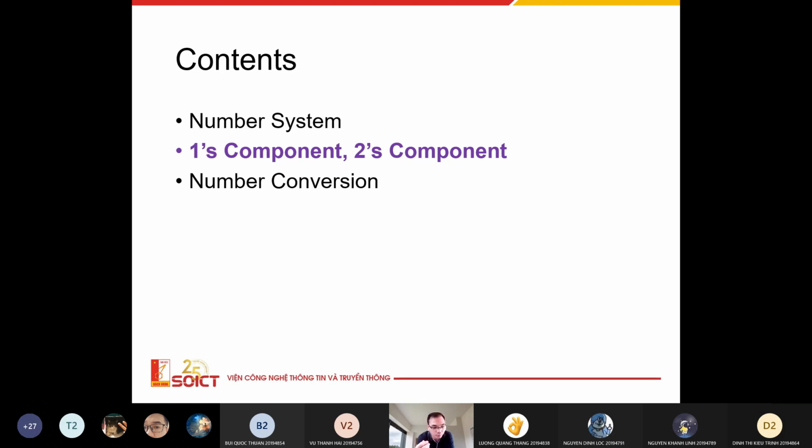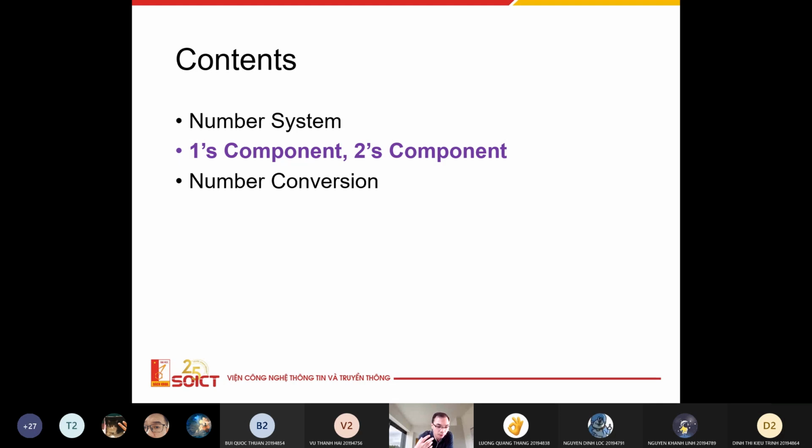Instead of performing the true subtraction, for example, when we want to subtract the number A from the number B, we can perform adding the components of the number A to the number B, right? So the performance will be improved significantly. So that's the reason we need to understand the ones and the twos complements.